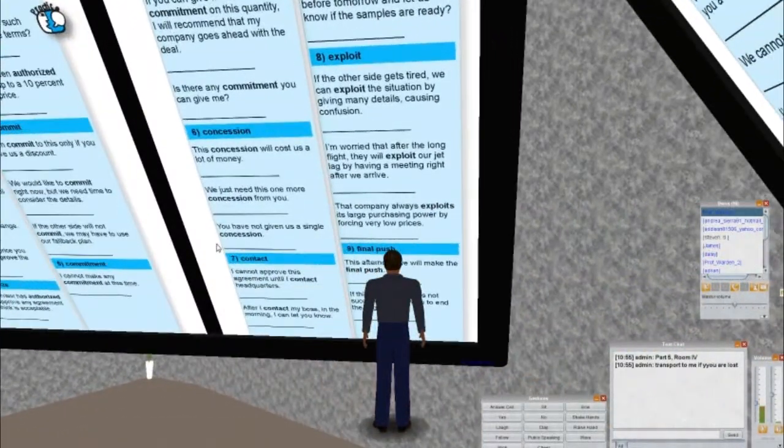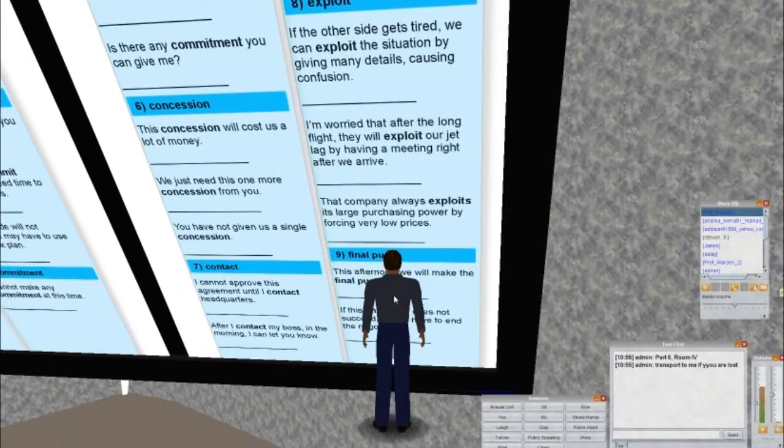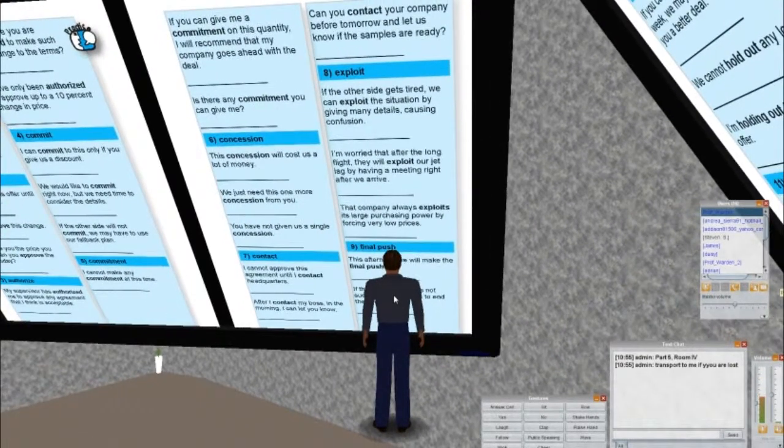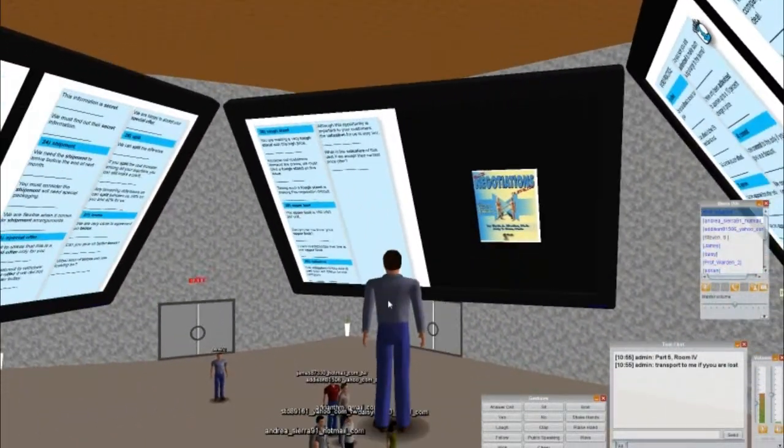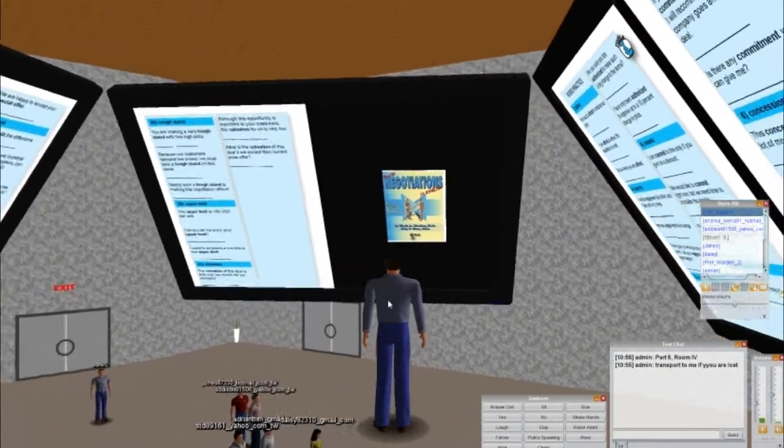Final push, the final push. Even though today what we're talking about is tough negotiation, still you need to get to the end, right? And part of a tough negotiation that makes it tough is how to get to the end. That's called the final push. Not easy to do.